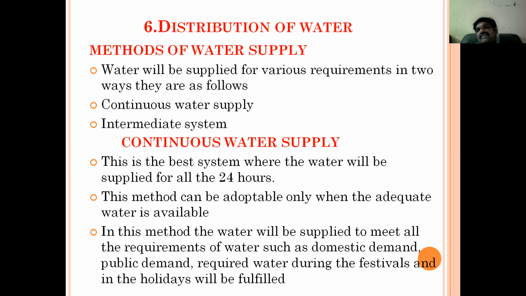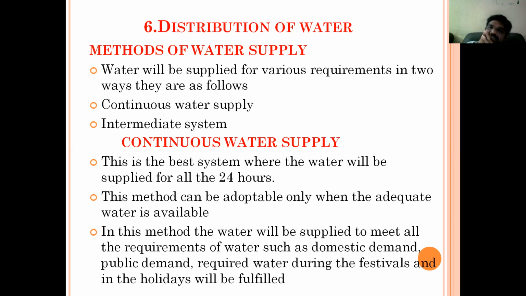We'll discuss this one more time. Distribution of water. We are just distributing water. What are we distributing? Not something else, we are distributing water. In all the five units we discussed, we came to the stage where the water is in good condition. Once water has reached good condition, what should we do? We must distribute the water. And how can we distribute? There are two ways: continuous water supply, and the intermittent system.